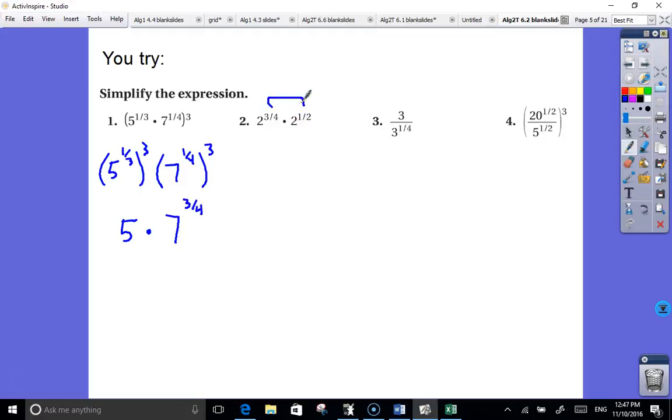Okay, what are the properties of exponents we're supposed to do with that one? Since the bases are the same, 2, then what do you do with the exponents? You add them up, right? So that's 2 to the 3/4 plus 1/2, which is 2 to the 5/4.